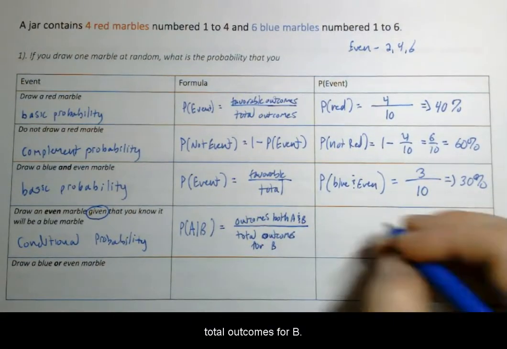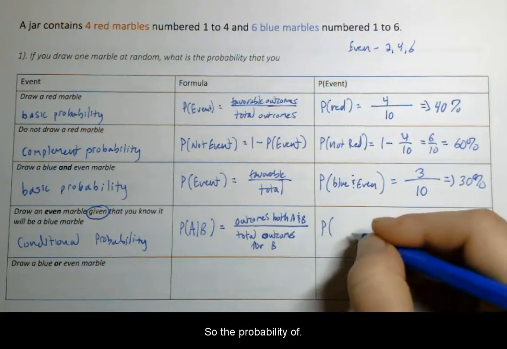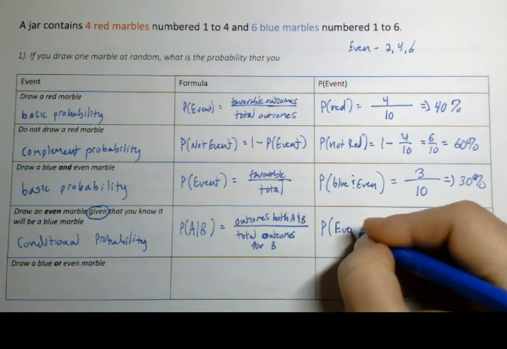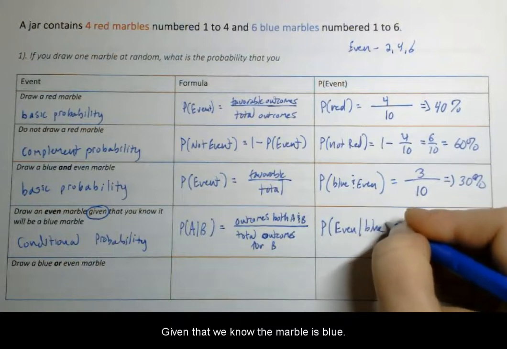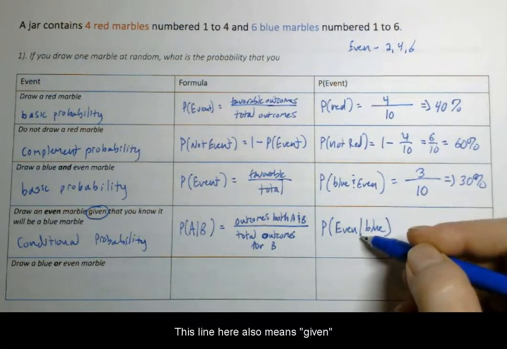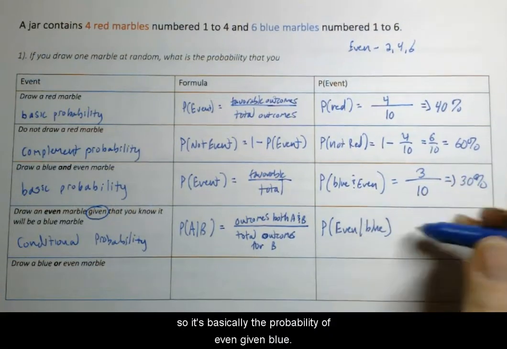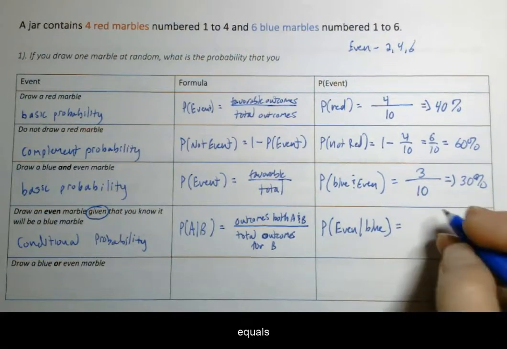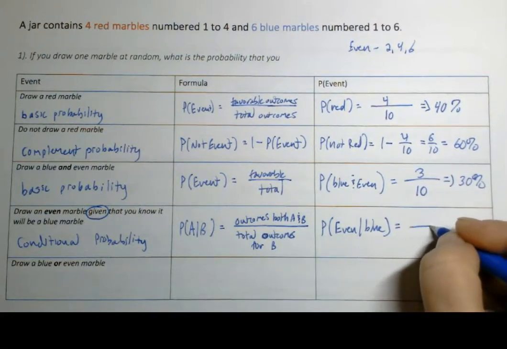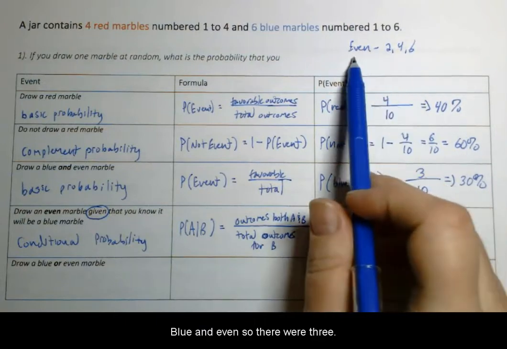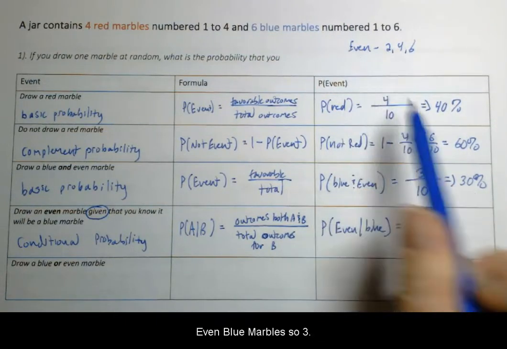Total outcomes for B. So the probability of even, given that we know the marble is blue, this line here also means given. So it's basically the probability of even given blue equals outcomes that are both blue and even. So there were 3 even blue marbles.